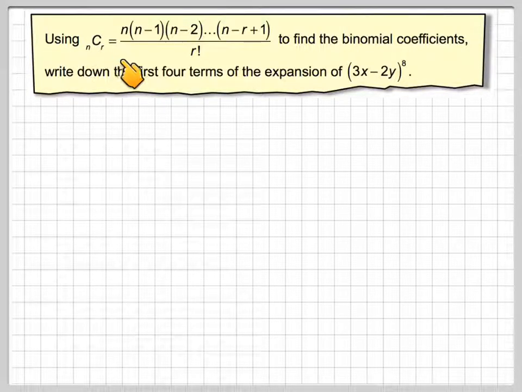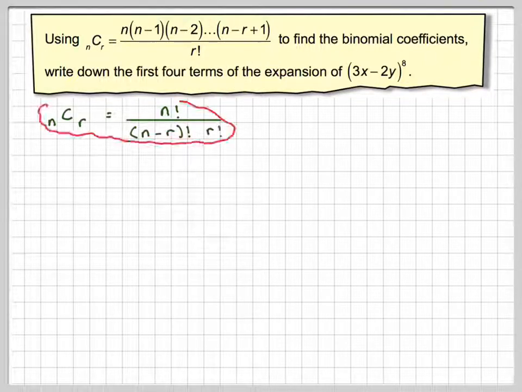Using nCr is equal to n times n minus 1, n minus 2, up until n minus r plus 1 over r factorial to find the binomial coefficient, write down the first four terms of the expansion of (3x minus 2y) to the power of 8. This gives us a different way for finding the binomial coefficients as opposed to using this formula. Now we can get from here to here by looking at this.